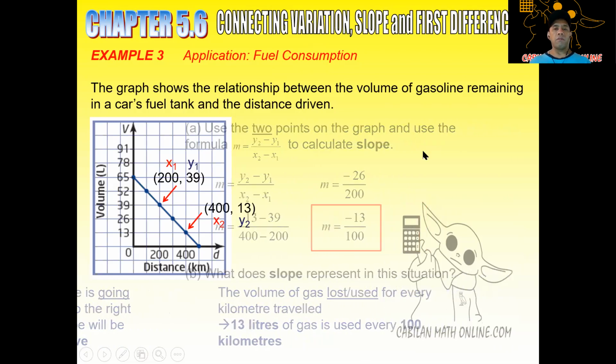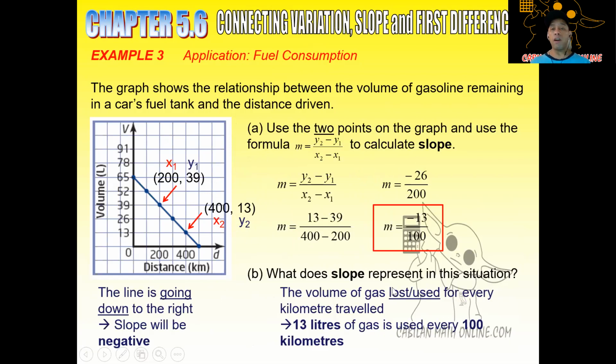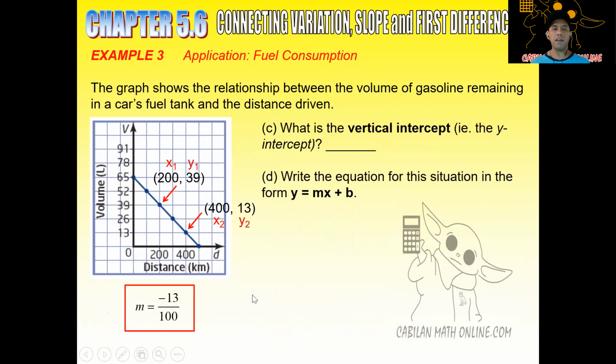All right, so we've calculated the slope. We now understand what slope is. So the next thing we want to do here is to find the y-intercept, or the vertical intercept, and come up with an equation for this line. So what is the vertical intercept? We're just going to look at where this line touches the vertical axis, the y-axis, which in this case happens to be V. And guess what? It's this one over here, the 65.